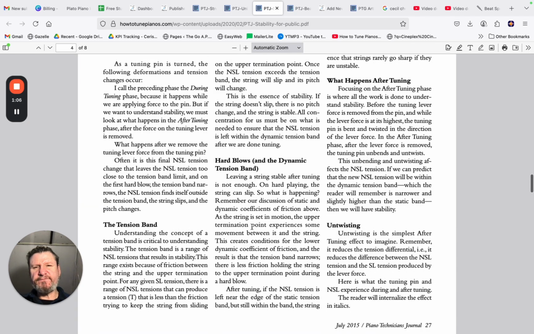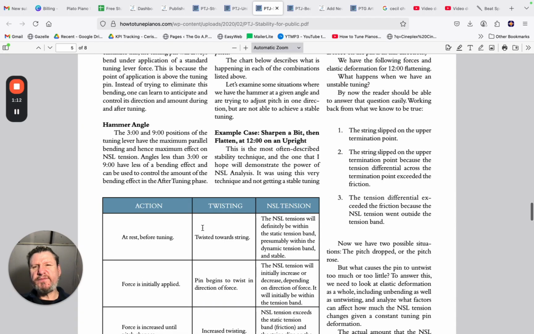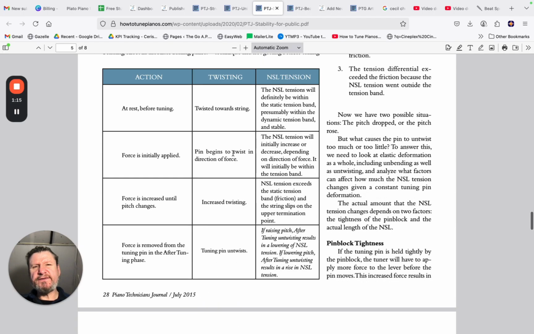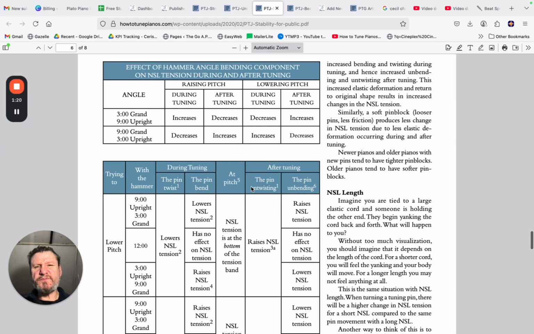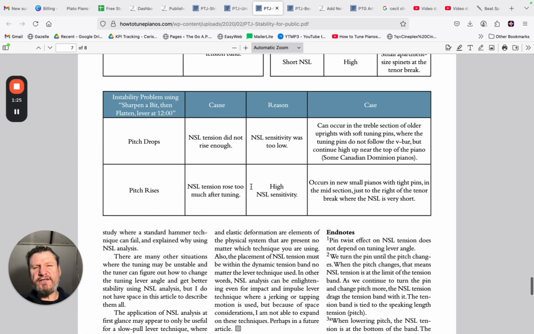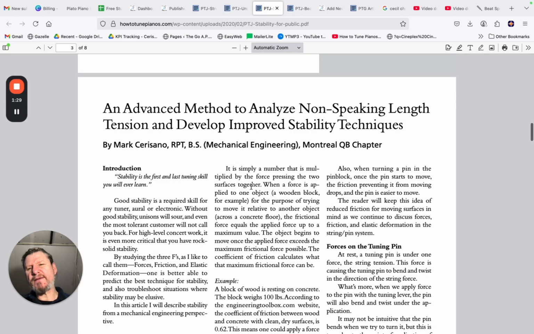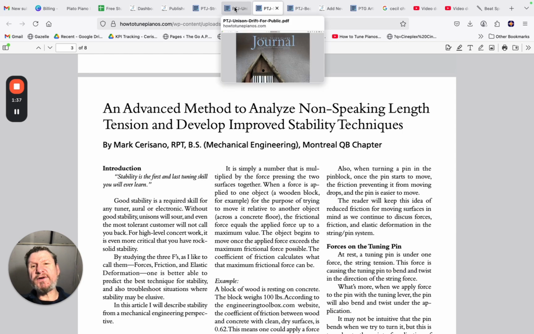And there's a couple of discussions of what happens when you do different things to the piano tuning pin, and some other tables here explaining that. And it's basically a logical explanation, a logical discussion of what happens when you're turning the tuning pin and what happens when you let go of the hammer. Because when you let go of the hammer, that changes the tension in the non-speaking length.